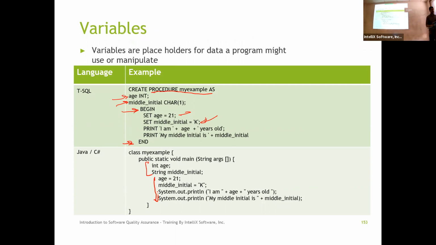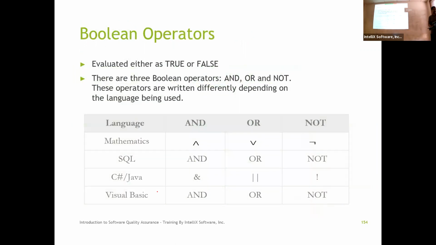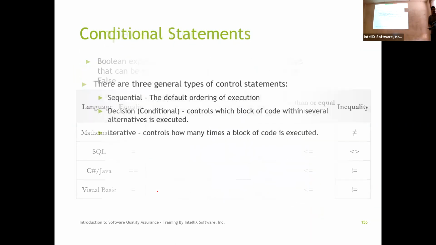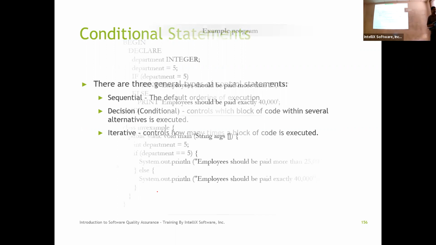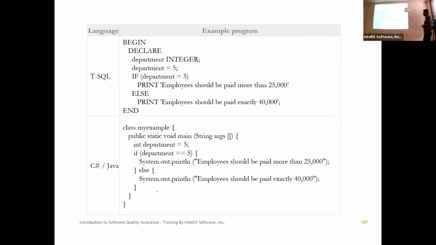Okay. In addition to that, you're going to have conditional. So depending on a condition, you're going to make a decision to execute one statement or the other. And then you're going to have iterative, where you're going to repeat certain things a certain number of times. Okay. So here is the sequential and conditional combined, where you can see it.